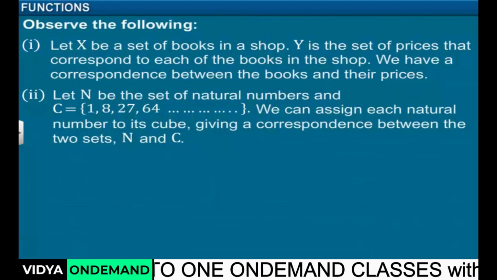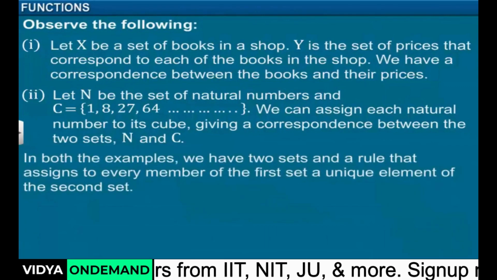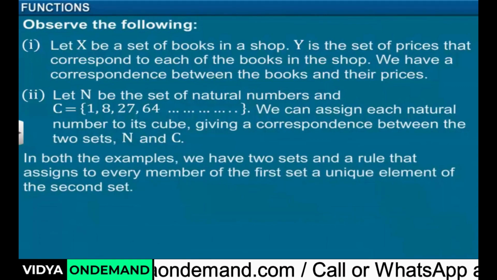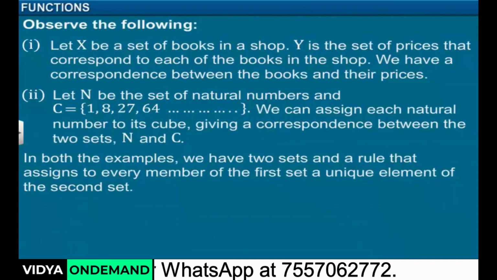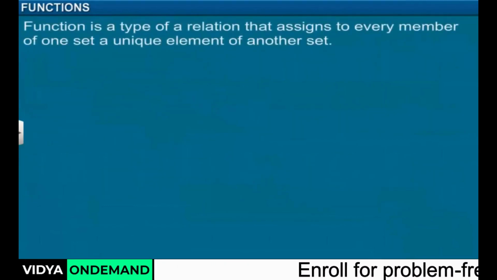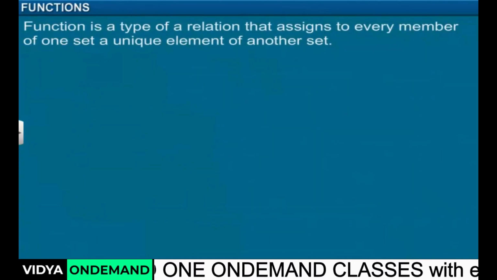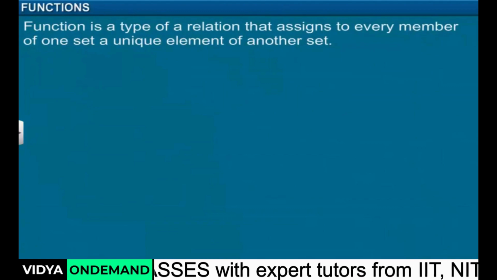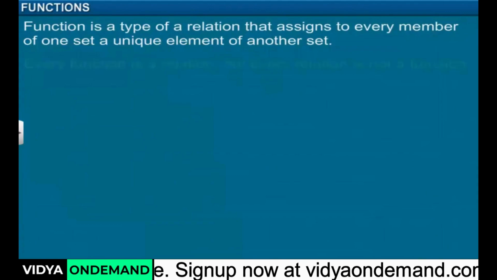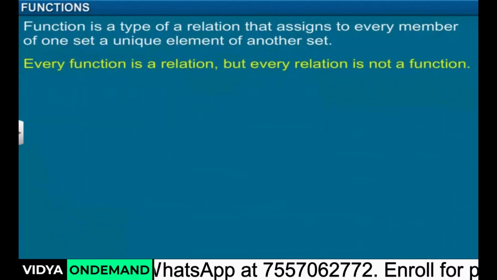Observe that in each of these examples, we have two sets, and a rule that assigns to every member of the first set a unique element of the second set. Function is a type of a relation that assigns to every member of one set a unique element of another set. Hence, we can say that every function is a relation, but every relation is not a function. Let's look at functions in a little more detail.